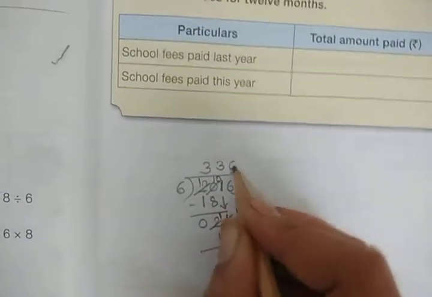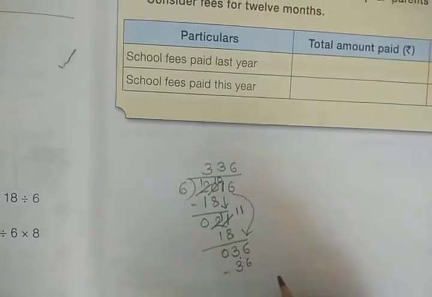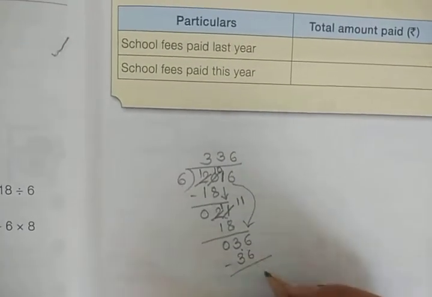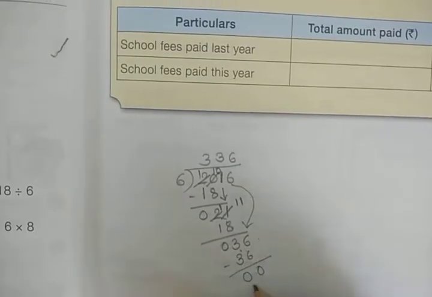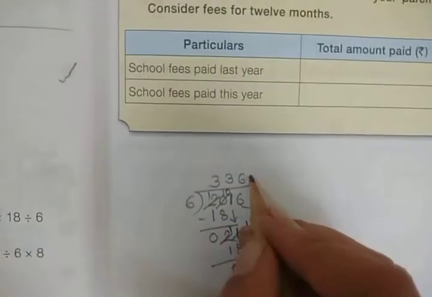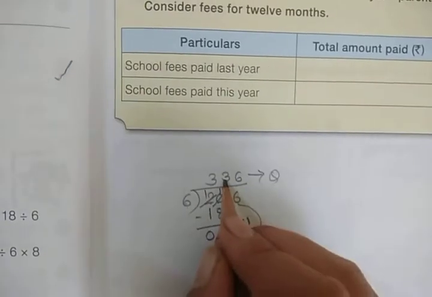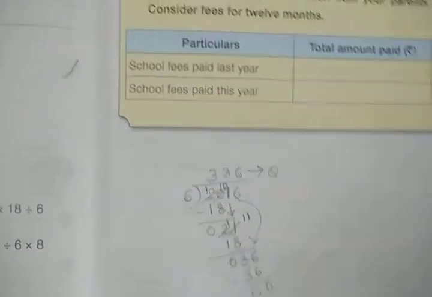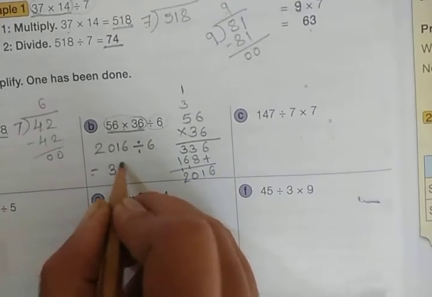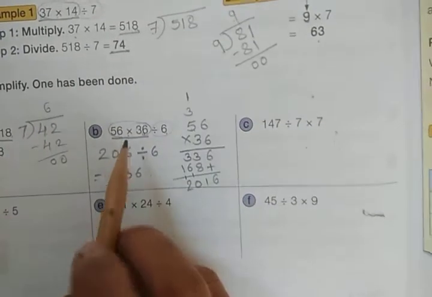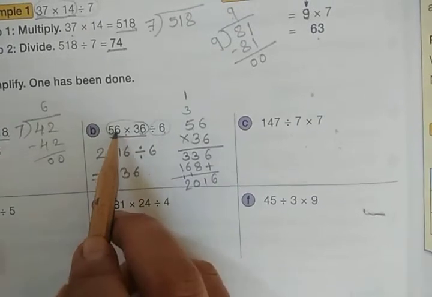That is 6 sixes are 36. Subtract. 6 minus 6 is 0. Again 3 minus 3 is 0. 36 minus 36 is 0. And your quotient or answer is 336. Write the answer here. 336.